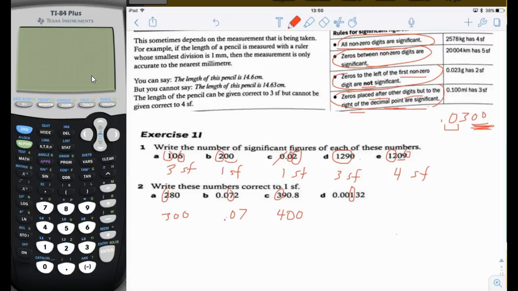0.00132, you're going to keep the 1, or you're going to round it up to 2. Well, if you look at the 3, it means you're not going to round it up, so it's just going to be 0.001.